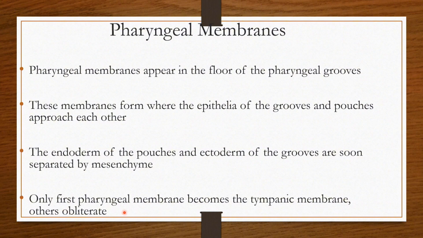So please memorize that the only derivative of the pharyngeal membranes is that of the first pharyngeal membrane, which forms the tympanic membrane. This tympanic membrane is lined on the outer aspect by the ectoderm, on the inner aspect by the endoderm, and in between these two there is the mesenchyme.